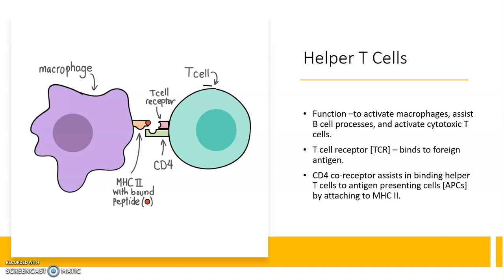So the function of a helper T cell is to activate macrophages, which are phagocytic cells, and assist B cell processes, so they can actually assist in activating B cells, which will eventually lead to the production of antibodies. And then they also activate cytotoxic T cells, which are cells that are responsible for destroying virus and cancer-infected cells. So helper T cells are very important because they activate the rest of the immune system.